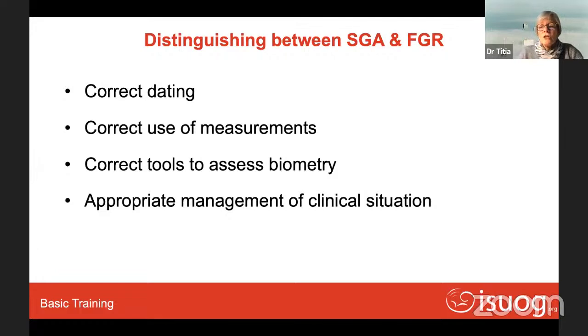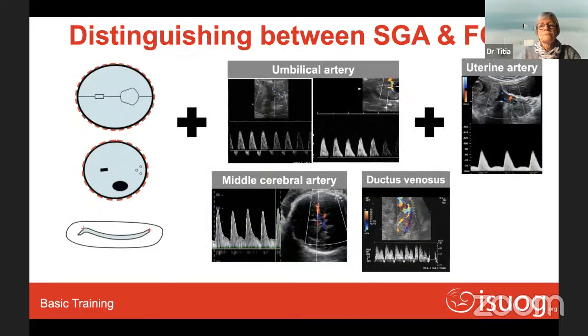And then once you have decided whether there is fetal growth restriction or small for gestational age, and by tools, I also mean, for instance, the Doppler you are going to use, make sure that you have an appropriate measurement for the clinical situation. So to distinguish between small for gestational age and fetal growth restriction, a fetal growth restricted fetus usually also has abnormal Doppler. It has small measurements of the head circumference, abdominal circumference, and the femur length, but it will also have abnormal umbilical artery Dopplers.